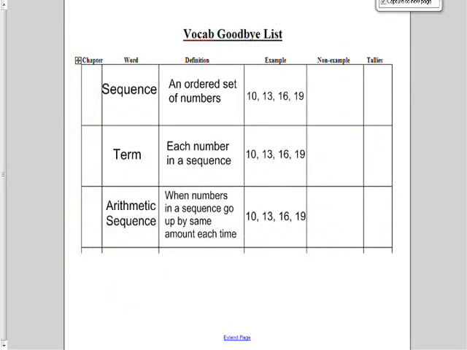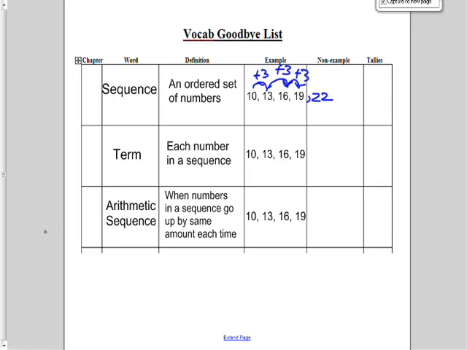The first word is sequence. A sequence is an ordered set of numbers. The way that I know if a set of numbers is a sequence is if I can identify a rule and predict what comes next. So let's take a look at this sequence. I can see that to get from 10 to 13, I'm going to do plus 3. To get from 13 to 16, it's plus 3, and 16 to 19, it's plus 3. So I can predict that next will be 22. So it is a sequence.